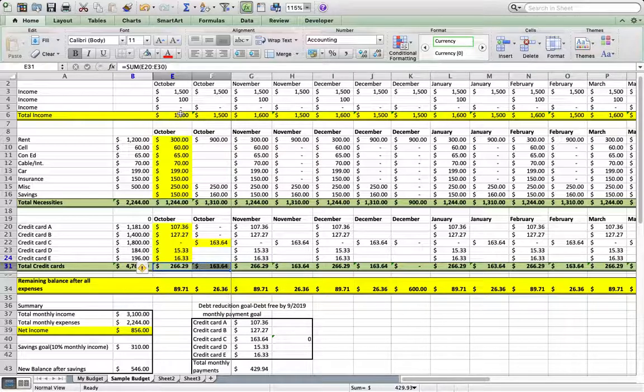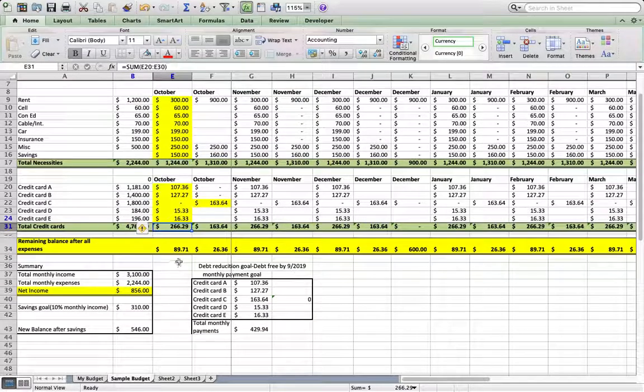Now, after all of this, after her income, her necessities, and her credit card payments, she's left with $89.71. Yes, that's very low, but remember, we already took out savings, and she's already covered for her miscellaneous expenses. That's her transportation and her food and everything. So this extra here is a bonus. If she wants to use the $89, which is not much, if you divide it by 2 weeks, it's about $40-something.